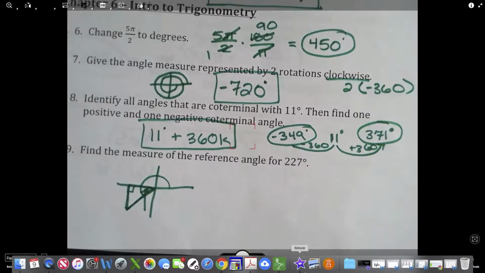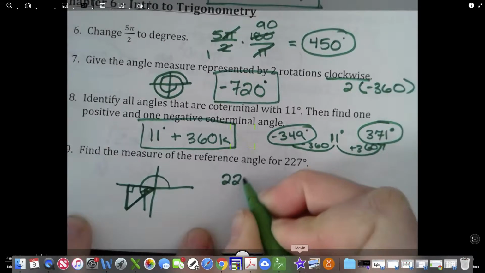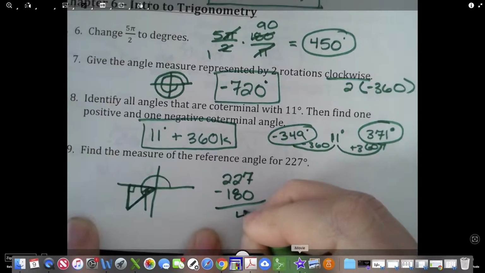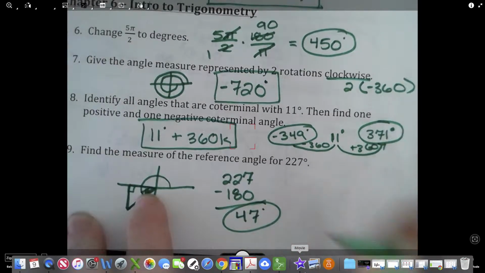227 minus 180, because 180 is just from here to here. So that would be like 47 degrees. Is that an acute angle? Now, will you always be subtracting 180?